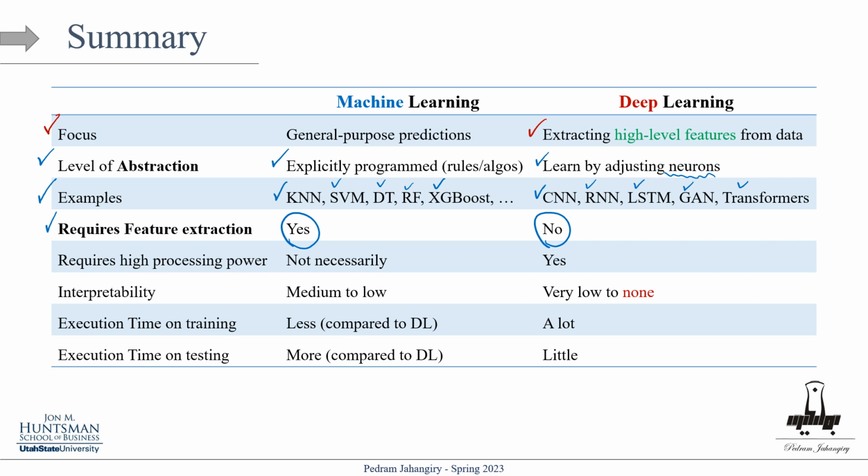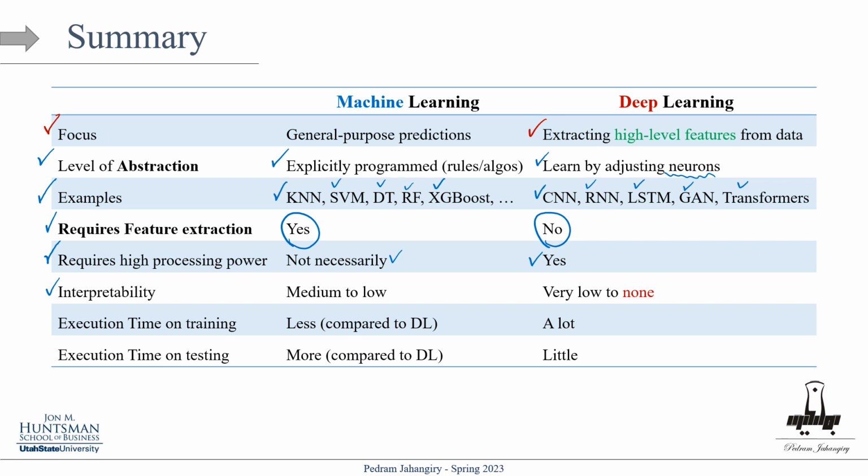Okay, and so for that reason, machine learning requires less processing power compared to deep learning, which requires high processing power. And interpretability, both of them are not necessarily interpretable, but if one of them is more interpretable, it's machine learning. Because again, remember the dimensionality of the data, the level of abstraction, and so on, that's used in deep learning is a lot more complex compared to machine learning, right?